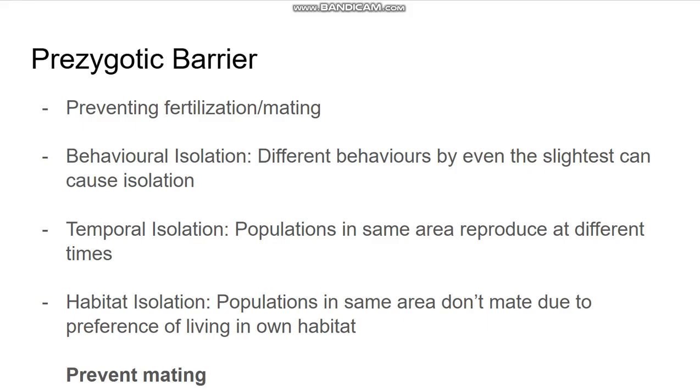Behavioral, which means that different behaviors can prevent mating, even the slightest difference. Temporal, meaning the populations reproduce at different times. And habitat, meaning different areas, so populations are unable to mate because they live in different areas, but still in the same population. Those three isolations prevent mating.